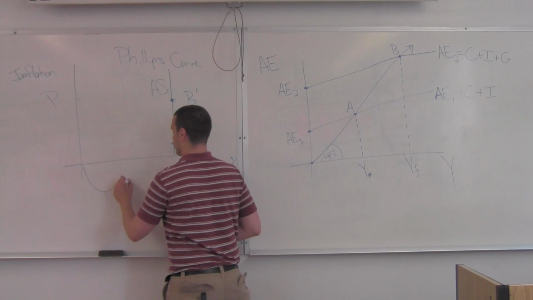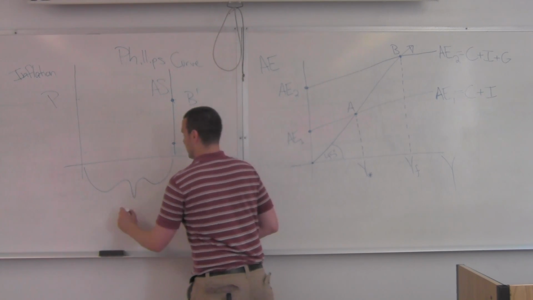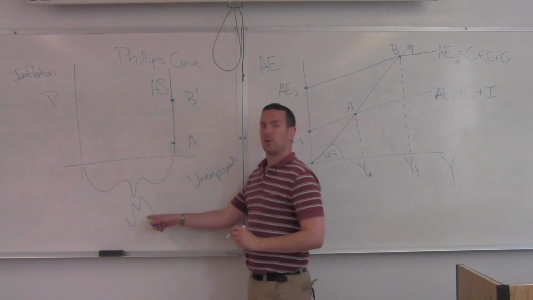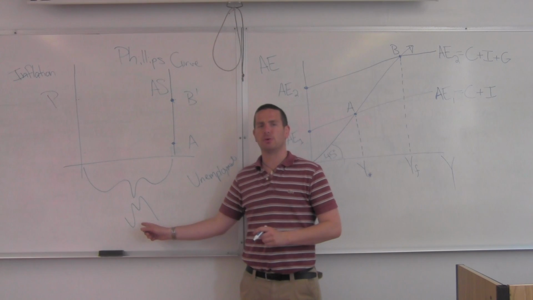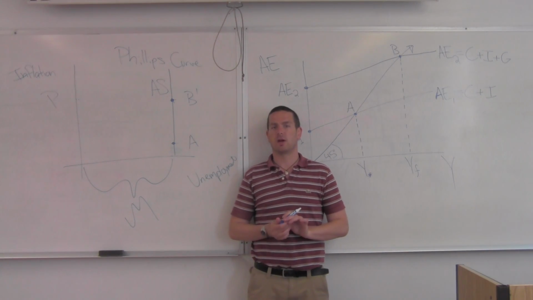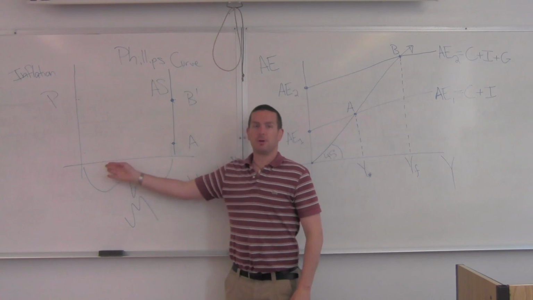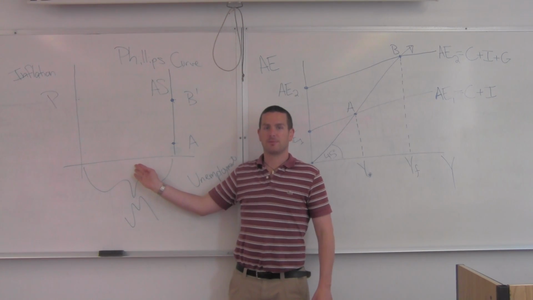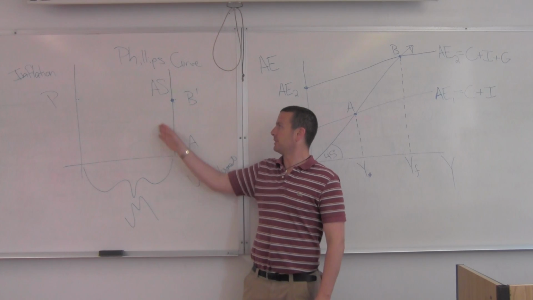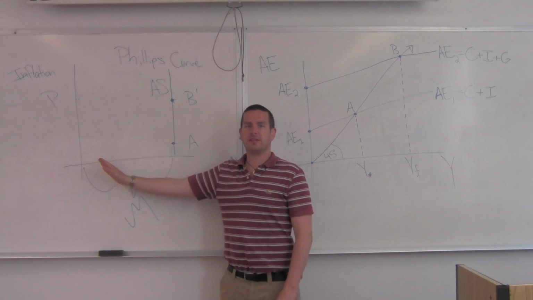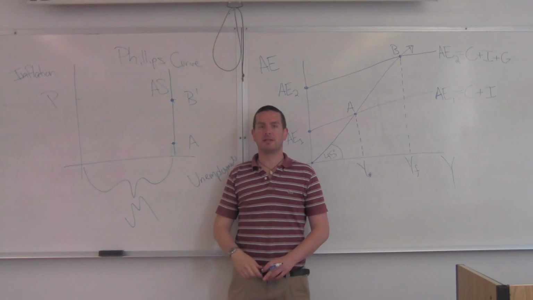This is unemployment. I use the Greek letter mu to represent unemployment. Okay? This is the amount of people who are unemployed. So no matter what the price level, this is the quantity of unemployment.